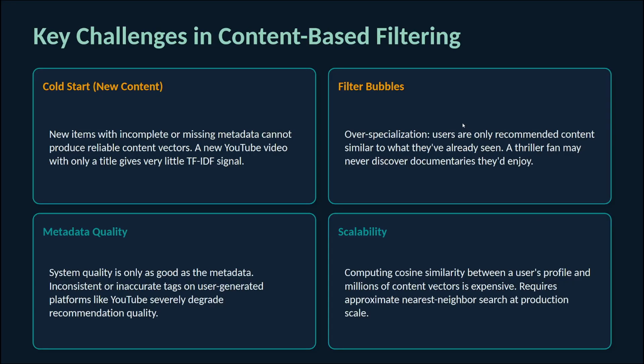Which brings me to four main challenges. You have the cold start for new content. If a video has no description, there's nothing to build a vector from. Filter bubbles, where the system keeps recommending the same type of content. Metadata quality. On platforms like YouTube, where anyone can upload, there's no enforced standard for tags and descriptions. And scalability. Comparing a user's profile against millions of videos in real time is computationally expensive.